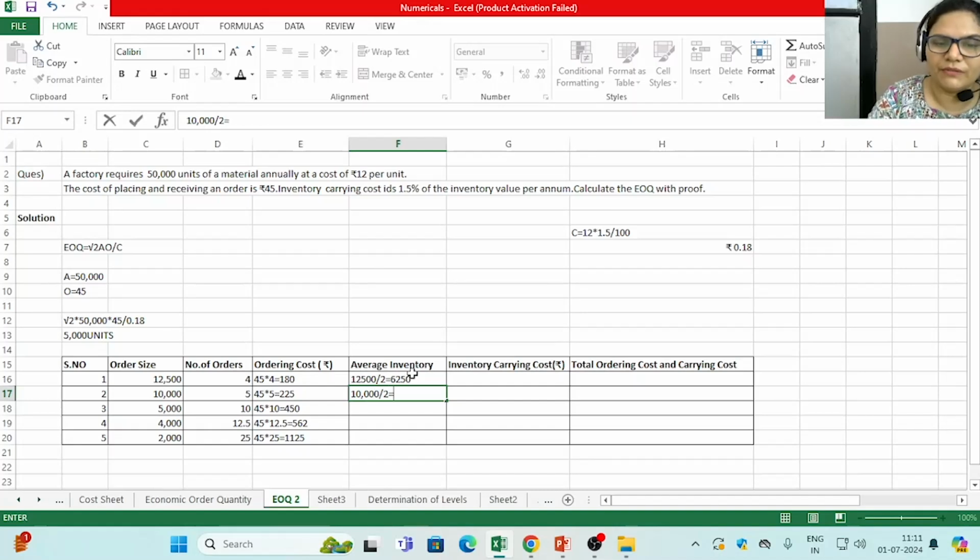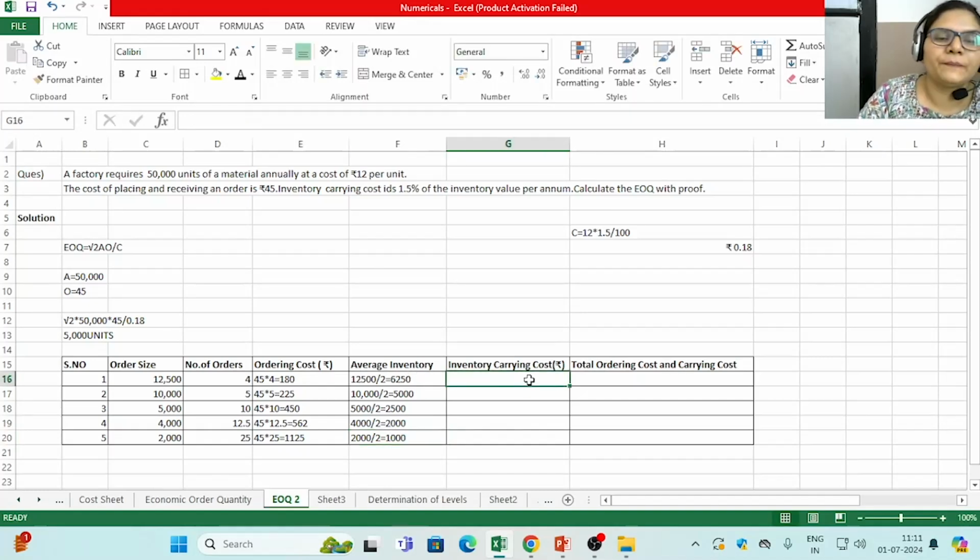Next is 10,000 divided by 2 will give you the value of 5,000. Again 5,000 divided by 2 will give you the value of 2,500. Next is 4,000 order size divided by 2 will give you the value of 2,000. Next is 2,000 order size divided by 2 will give you 1,000.